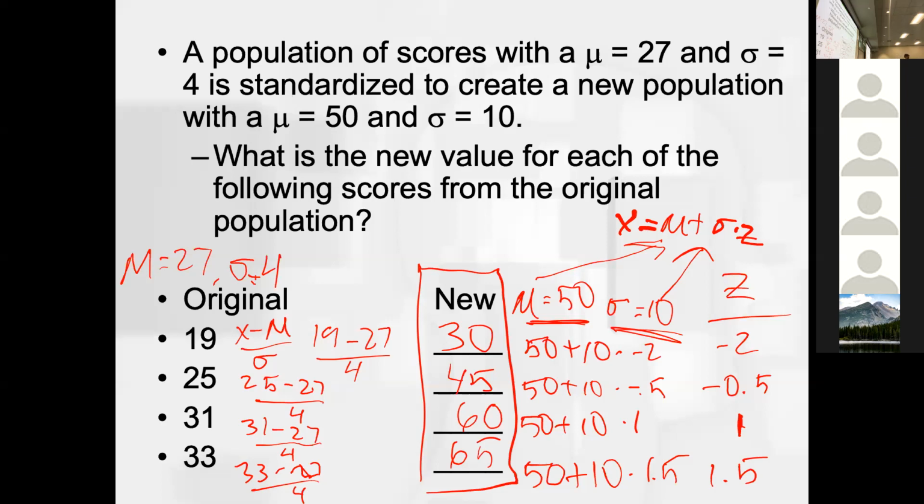How would I check to make sure I did it right? So I would just find the average of these new values and make sure that that mean corresponds to my desired mean. So when I added all of them up, I got 200 divided by 4 gives me 50, which is what I'm looking for. Make sense? Cool. Any other questions?